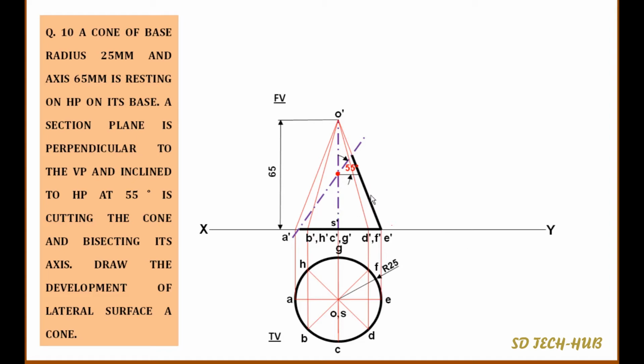Now we have to go for the development of the lateral surface of this cone. If you observe the top view of the cone carefully, the generators OA and OE are parallel to the XY line. So this generator in the front view shows its true length, and its true length is equal to 70 mm. So take the O dash A dash length and draw one line parallel to O dash E dash. So this is the OA line.